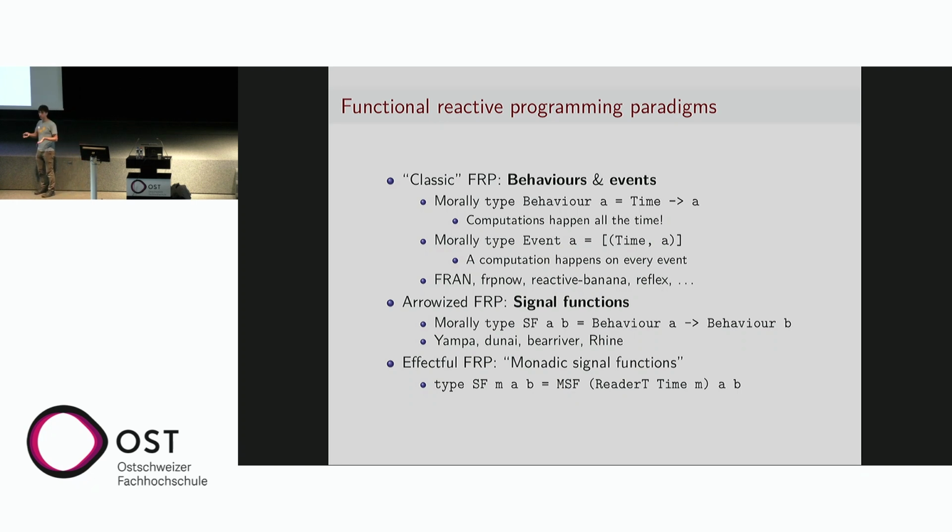Because you know what time it is, you can also save in the state what time it was last time. You can know what time has passed since the last step. And then you can do all of the typical signal processing things like numeric integration, numeric differentiation, all sorts of signal filters, all that kind of thing you can certainly do. It's a very powerful, very simple idea. And Bearriver and Rhine are the two libraries that do FRP like that.